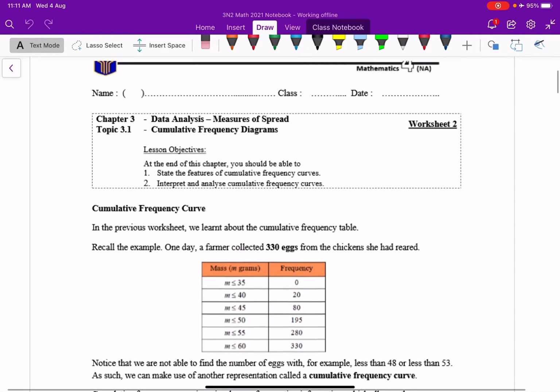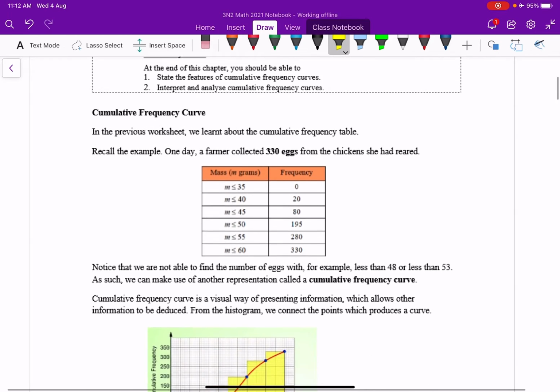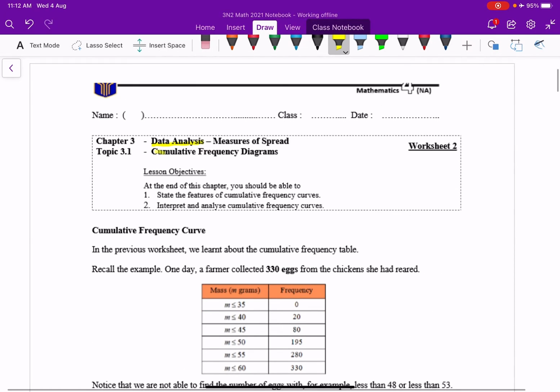Alright guys, now we are on the second worksheet for the data analysis chapter. In this worksheet, we're going to look at cumulative frequency diagrams. We have learned how to fill in a cumulative frequency table in the last lesson, right? We just add up all the numbers before that.